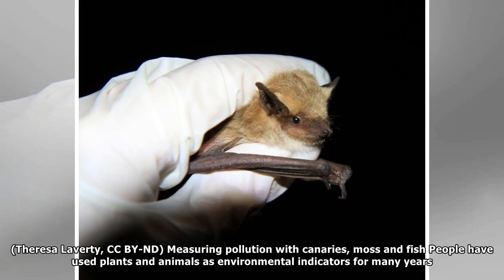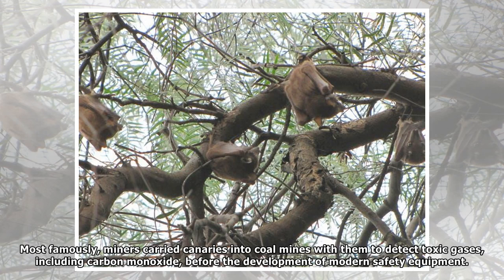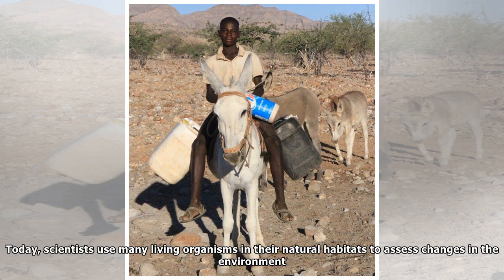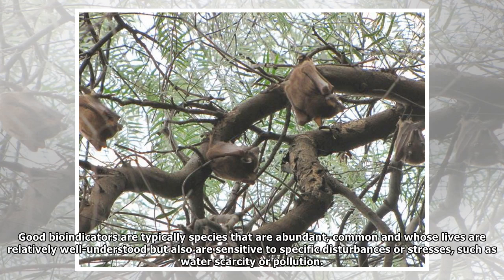People have used plants and animals as environmental indicators for many years. Most famously, miners carried canaries into coal mines with them to detect toxic gases, including carbon monoxide, before the development of modern safety equipment. Today, scientists use many living organisms in their natural habitats to assess changes in the environment. Good bioindicators are typically species that are abundant, common and whose lives are relatively well understood but also are sensitive to specific disturbances or stresses, such as water scarcity or pollution.